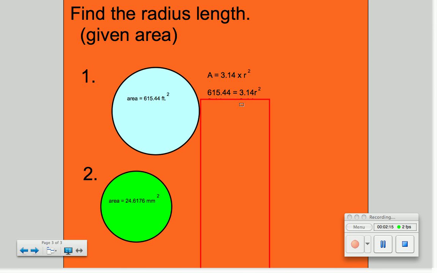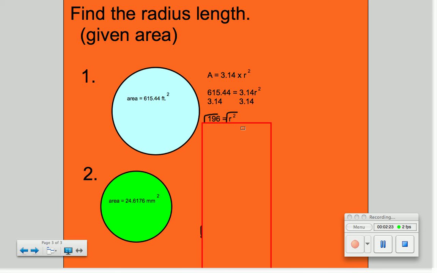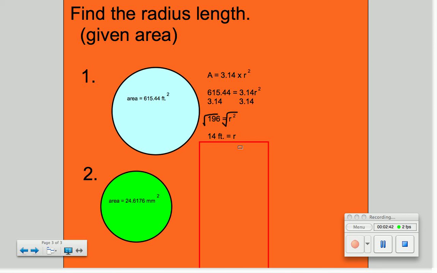So now I need to go about isolating my variable, which means I'm going to start by dividing each side by pi. That's going to give me r squared equals 196. Of course, the inverse operation of squaring is square root, so that you can see that that's my next step, because I want to isolate r and get r all by itself. So the square root of r squared is r. The square root of 196 is 14. I just found the radius when I was given the area.